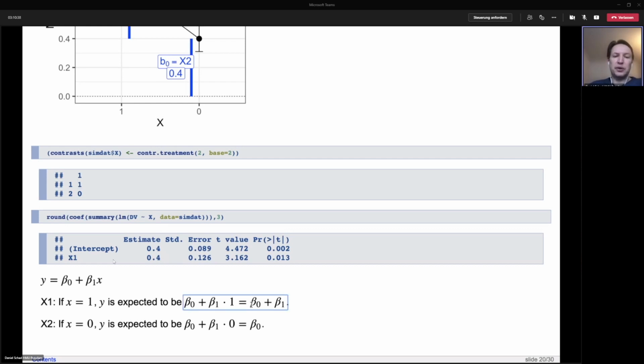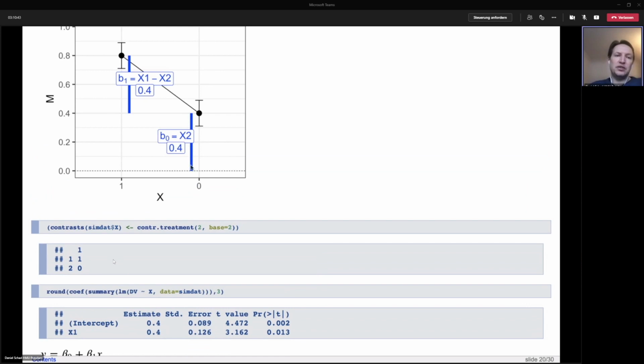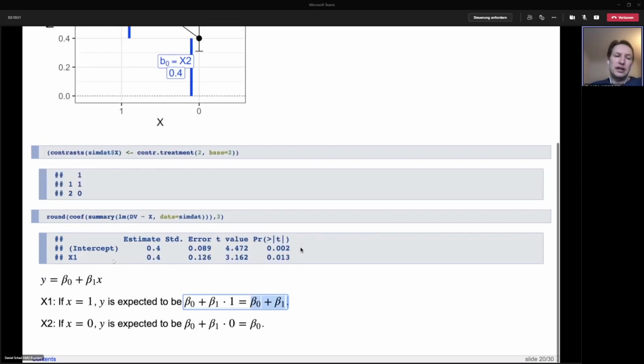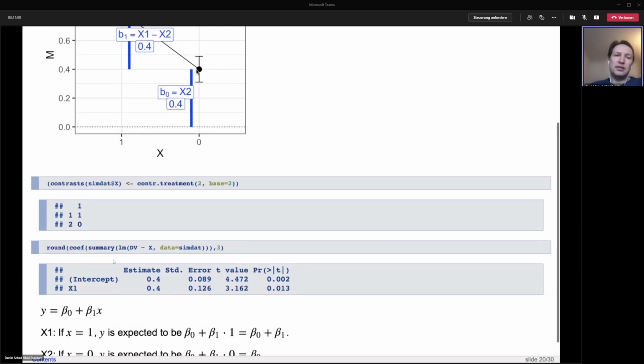So to predict x1, the mean of x1, we have to take the intercept plus the slope, and this is easily visible. Intercept 0.4 plus the slope 0.4 gets us to the mean of x1, that's 0.8. But if we want to predict the data for x2, then x is 0. So our prediction is beta 0 plus beta 1 times 0, and this just gives beta 0. So we can see that this just beta 0 gives us directly the mean of the x2 condition.